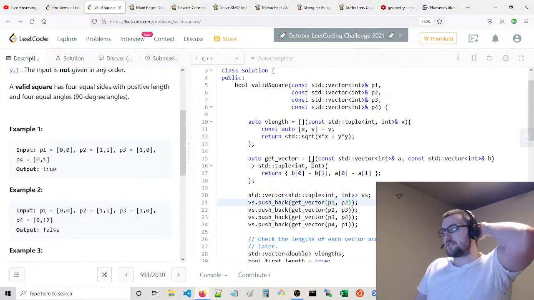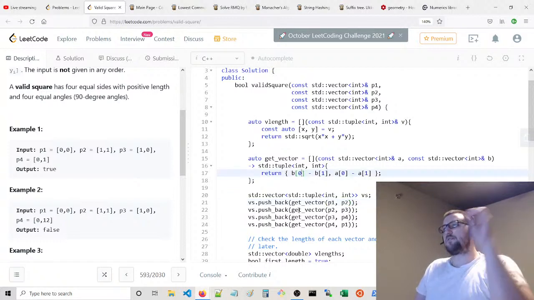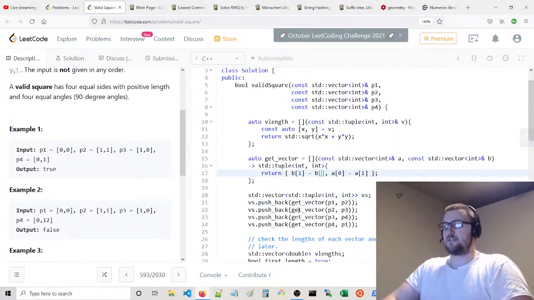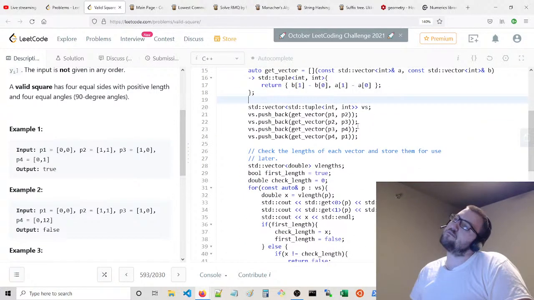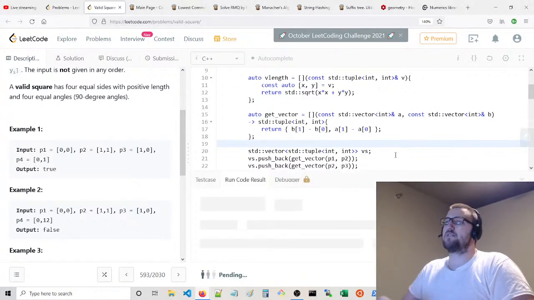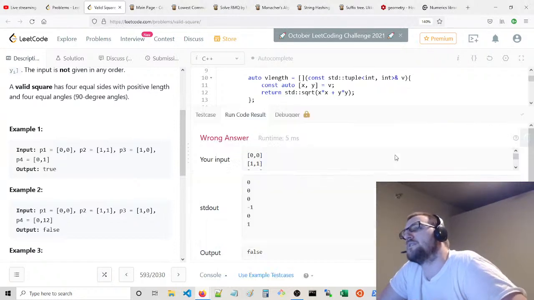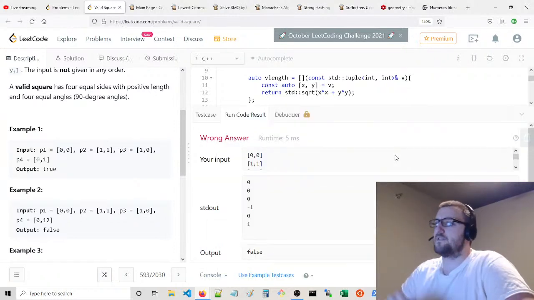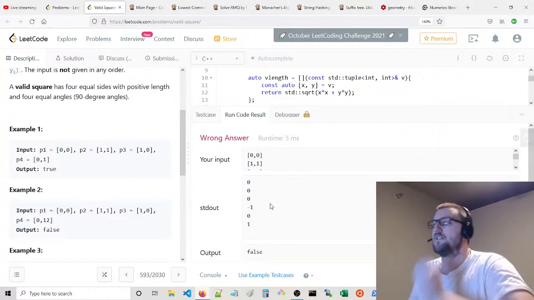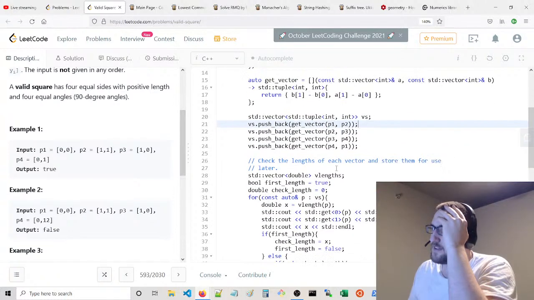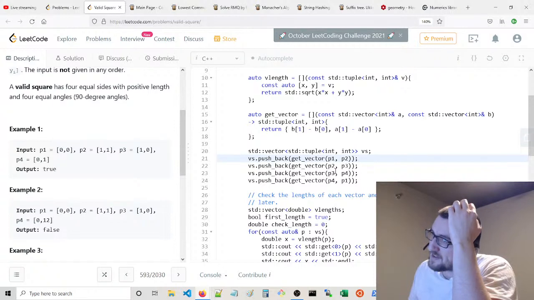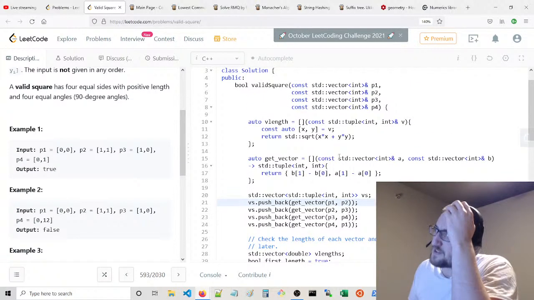When we got our vector, oh, excuse me, that's why. Duh. I don't know how I managed to do that. Still, we should have got negative ones. Why is that so confusing? What is happening?